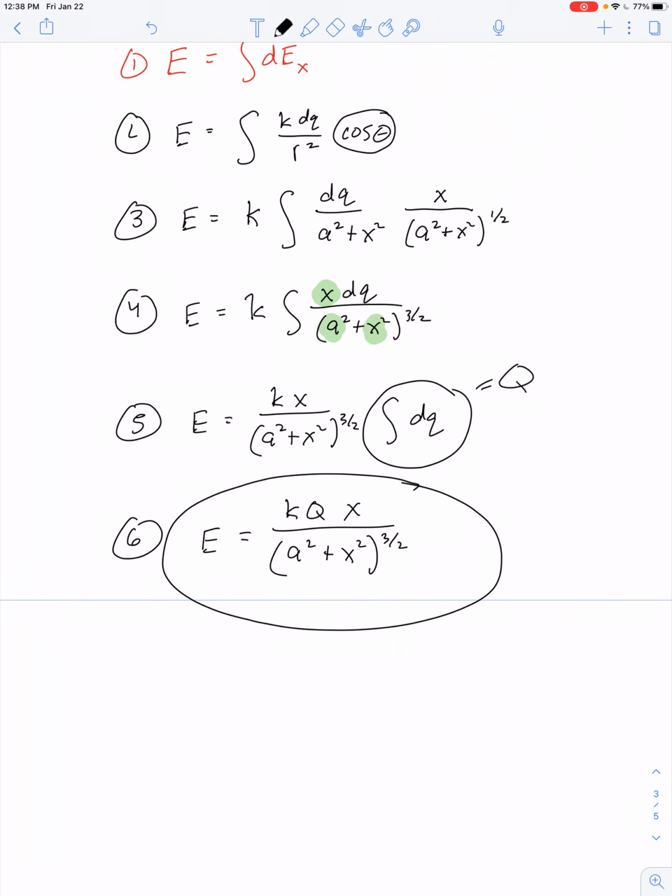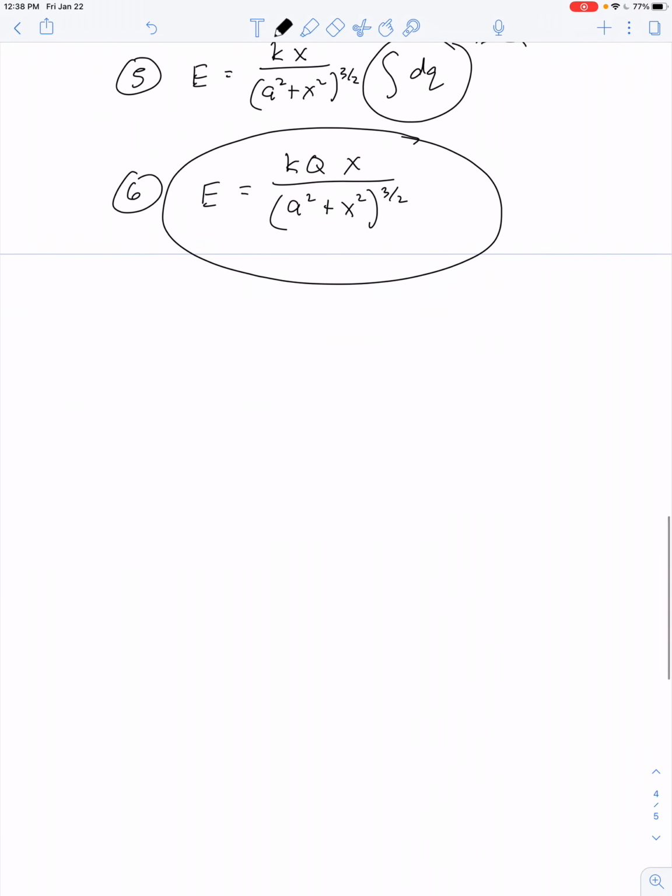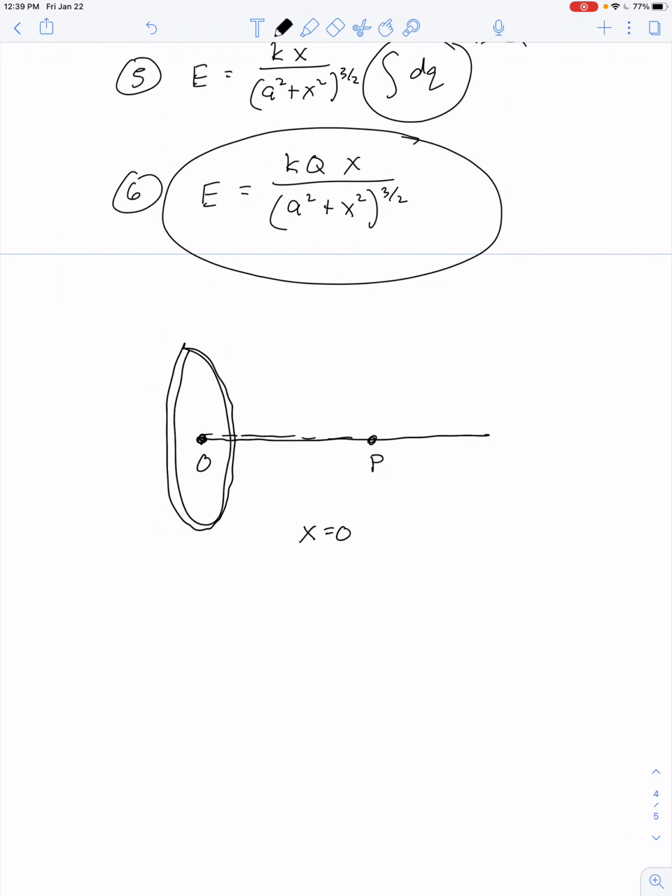As always, let's check and see if this is reasonable. Let's take some special cases. Let's take the case where point P doesn't sit at some distance from the origin. Let's move point P all the way to the origin. Then that means x is equal to 0. But if x is 0, then the whole solution is 0. But don't we expect that?